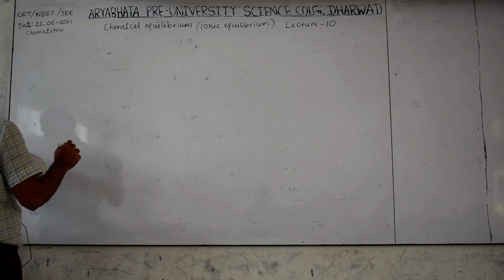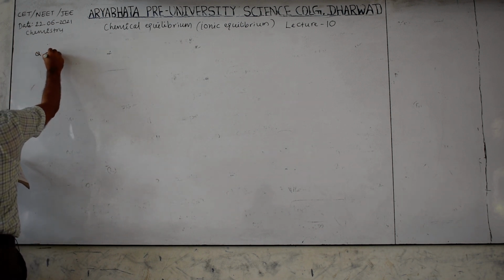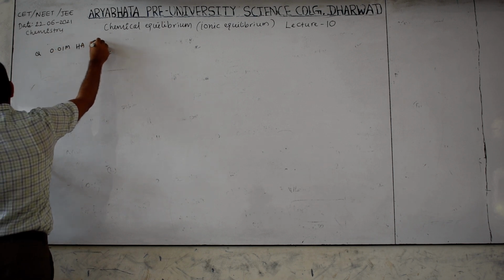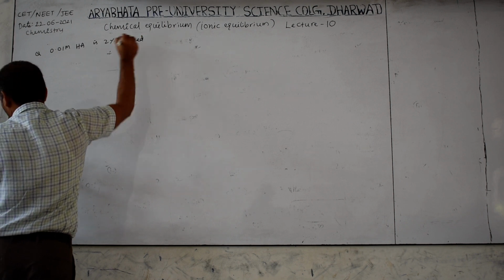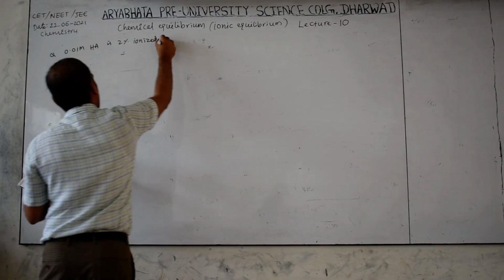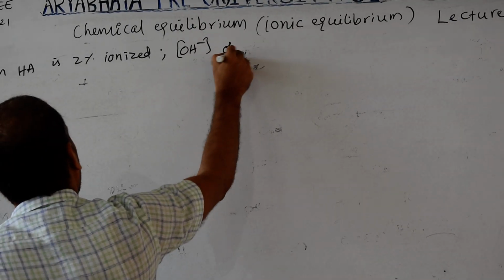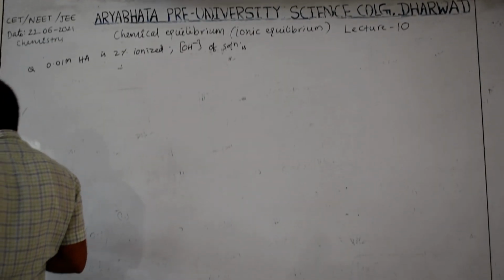Question. What is the question given here? 0.01 M HA is 2% ionized. The OH minus ion concentration of the solution is?